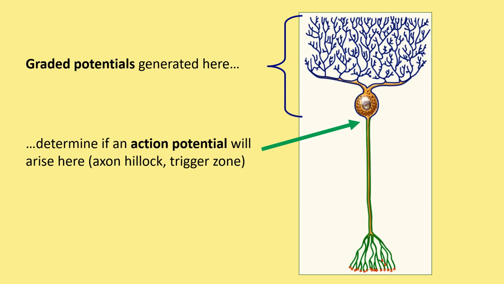So the graded potentials that are generated in the blue parts of the plasma membrane, in the dendrites and the cell body, those graded potentials, depolarizing, hyperpolarizing, they will determine what happens at the axon hillock, at the trigger zone. If that trigger zone reaches the threshold of -55 millivolts, then in the green parts of the plasma membrane, voltage-gated sodium ion channels will open up, and bam, we have the depolarization phase of an action potential.